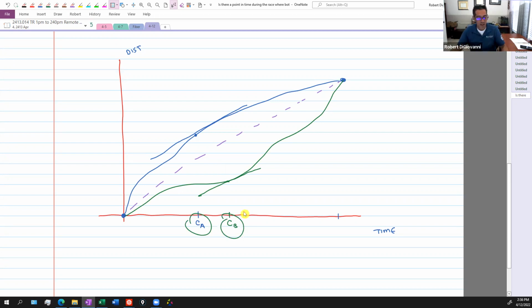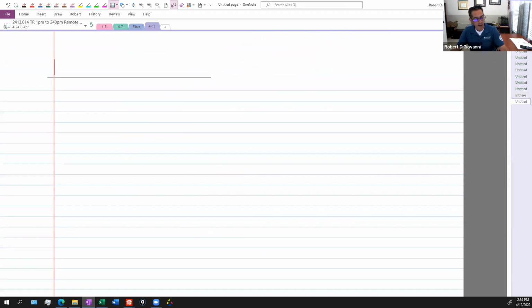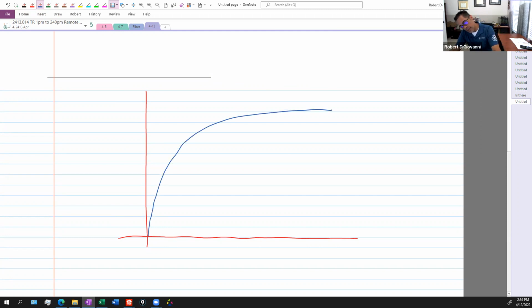So what Halle is saying is, think of this scenario where you have one car that starts out really, really fast and gets to the end, and the other car that starts out really, really slow, but speeds up at the end like that. Is there a point in time where they're both going the same speed? In other words, is there a point in time where the tangent lines are parallel? You would have to somehow find a C somewhere in here where, when you looked at both of them, they were parallel. Understand?